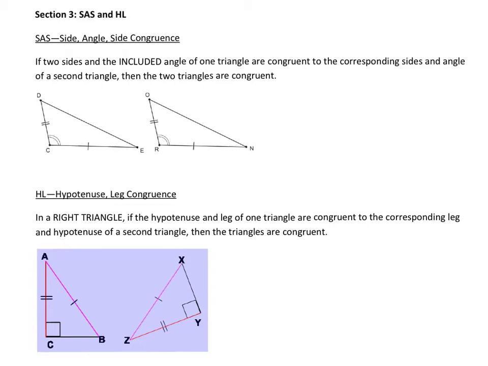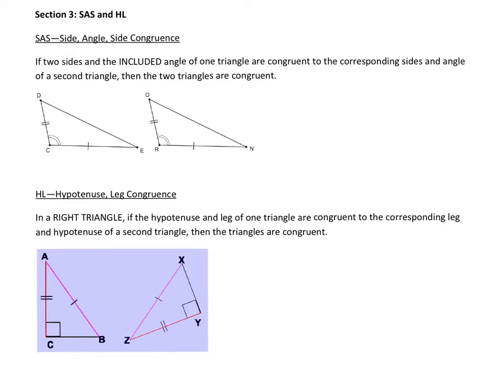In section 3, we have two more things that prove triangle congruence. The first one is SAS, side angle side congruence, and that says if two sides and the included angle of one triangle are congruent to the corresponding sides and angle of a second triangle, then the two triangles are congruent.